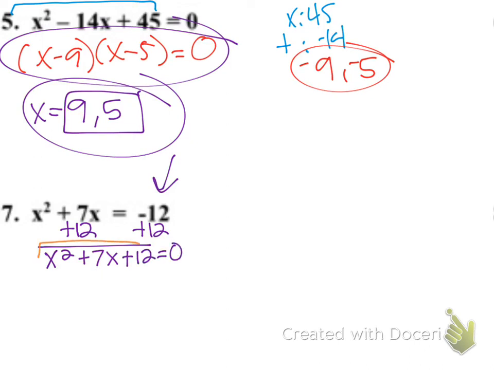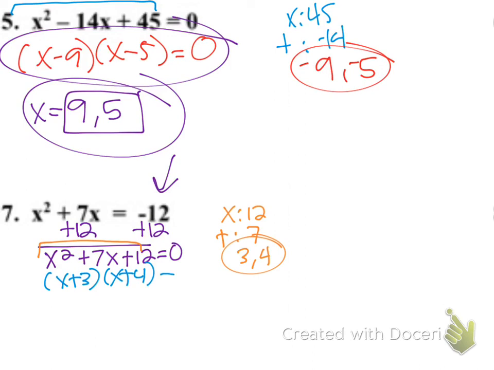So I'm going to multiply a times c. So I need 2 numbers that multiply to be 12 and add to be 7. This would be, multiply to be 12, add to be 7, 3 and 4. Okay, so my factors here would be x plus 3 and x plus 4. Remember, those again are called your factors, but we need to find solutions. So if I set those equal to 0, I would get negative 3 and negative 4.